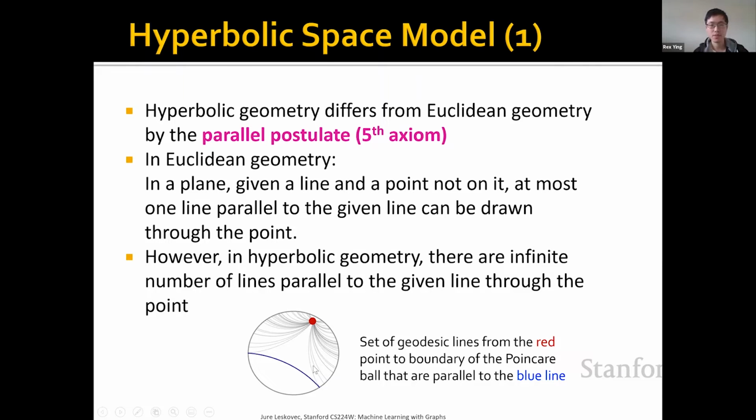Hyperbolic geometry states that there are an infinite number of lines that are parallel to a given line, and these lines are actually drawn in the visualization. All these curved black lines that we draw here are actually straight lines in hyperbolic geometry, and they also pass through the red point. At the same time, they are also parallel to the blue straight line in the hyperbolic space. That's mainly how it differs from Euclidean space.